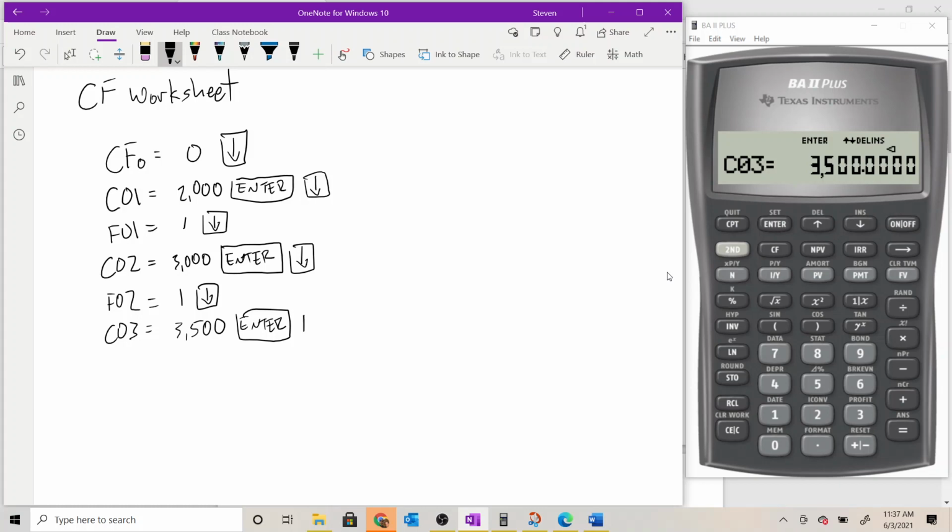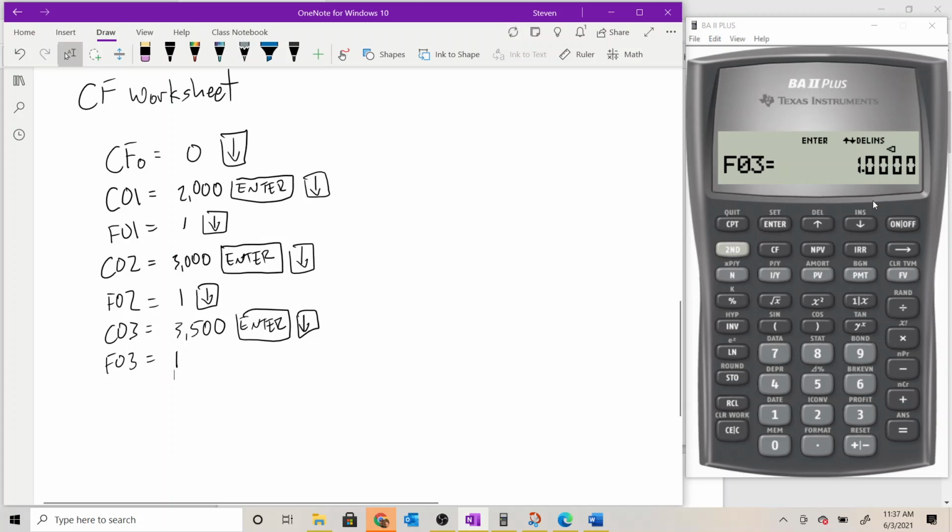All right, and then we'll hit the down arrow key to go to the next entry, which comes up as FO3. That is, how many times in a row do we see that cash flow of $3,500? Well, again, it's just once, which it is by default. And now we've got our entire timeline entered into the cash flow worksheet.